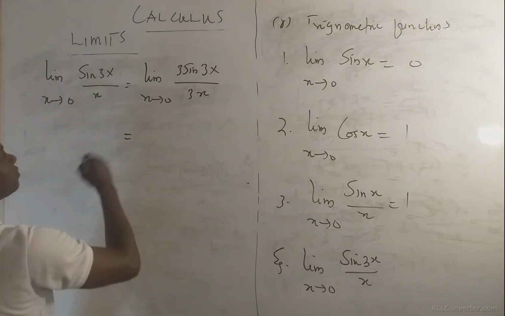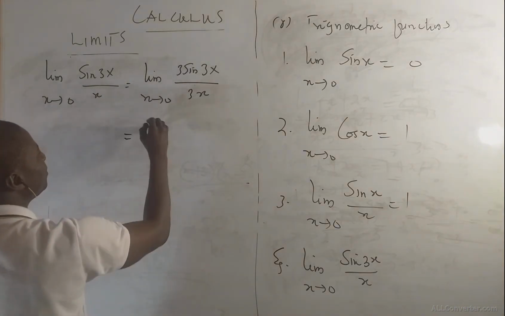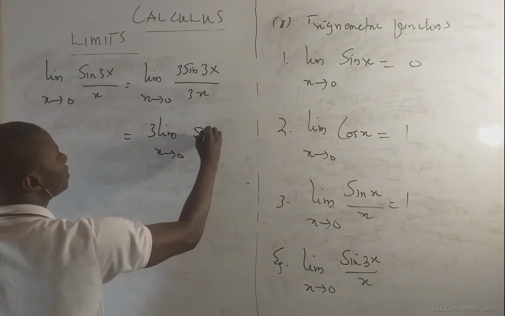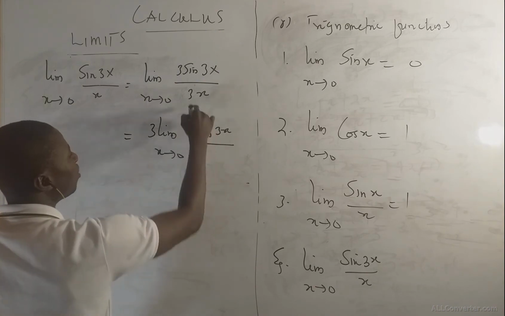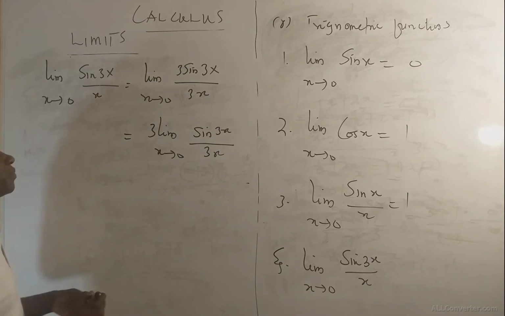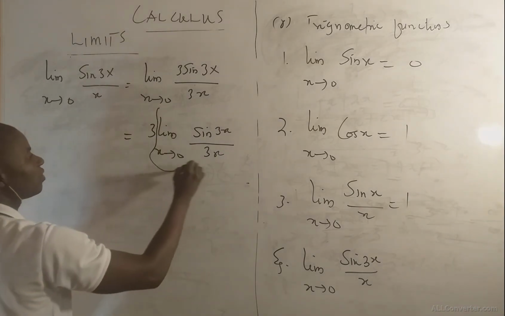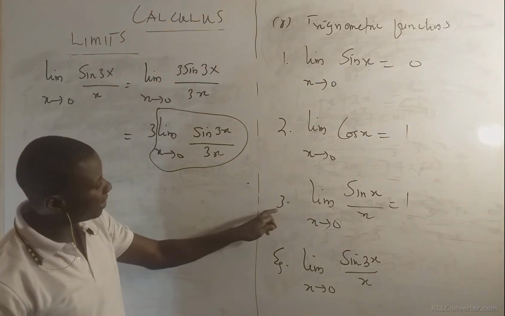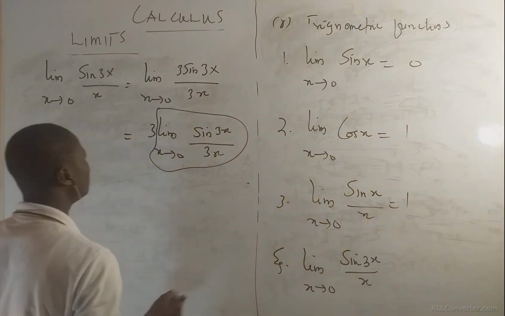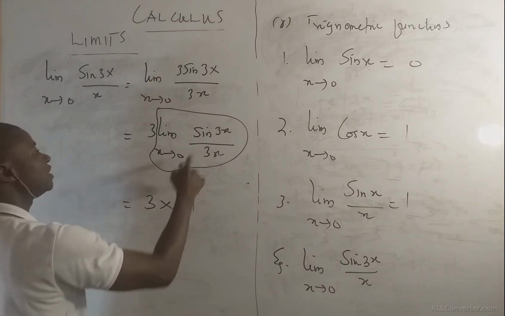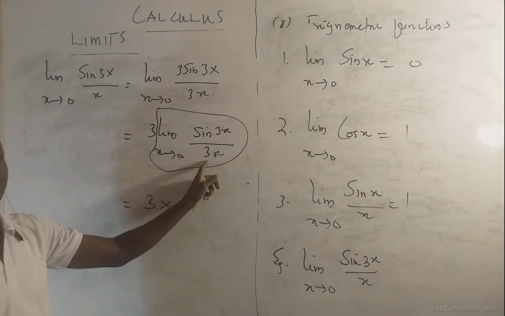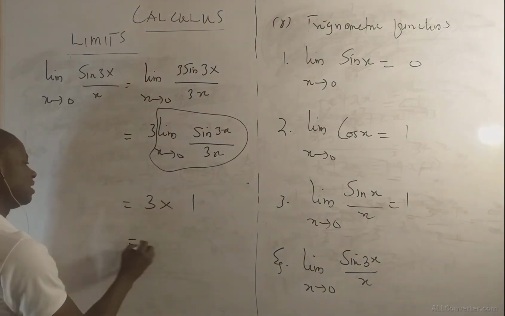Now this can be expressed as we can have 3 before the limit. So we have 3 times the limit as x approaches 0, then we are left with only sine 3x here, all divided by 3x. So do you see that now our function 3x here is the same 3x here? And you know that, according to number 3, the limit as x approaches 0 of sine of a function over the same function is equal to 1. That means that this should be 3 times the whole of this, which is 1, because the limit as x approaches 0 of sine 3x over the same function is equal to 1. So 3 times 1, this will now give us 3.